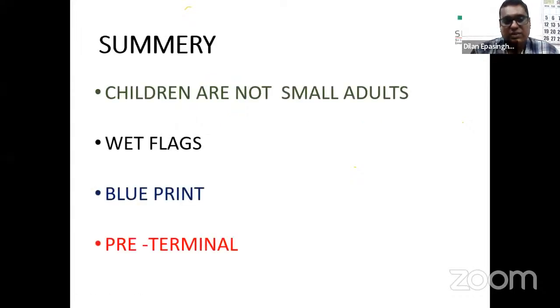In summary, this is very important. Children are not small adults or half adults. You have to keep in mind the red flags, very important in preparation for pediatric patients. The blueprint is the management plan we have, and don't ever forget these pre-terminal situations like cyanosis, silent chest, saturation less than 85, and hypotension. Very important things.